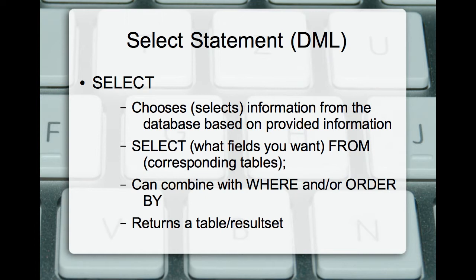You can combine your select statement with a WHERE and/or an ORDER BY clause. The select statement will return a table or a result set. What this means is that when you call select on a set of tables, it gives you its own little mini table. It doesn't save that mini table unless you tell it to. It's a way of taking data out of all the tables and making your own temporary table from that. In Java, we will refer to that as a result set, and we'll use that quite often.